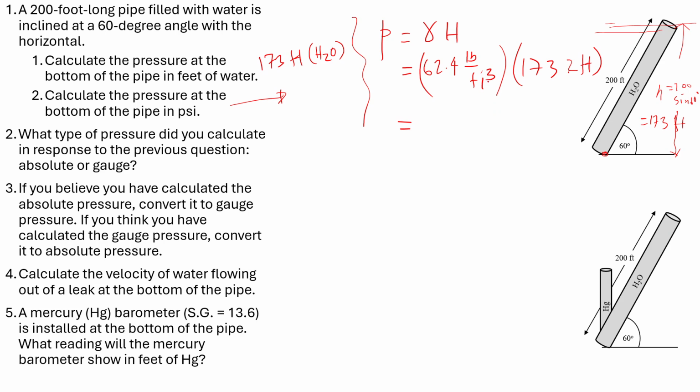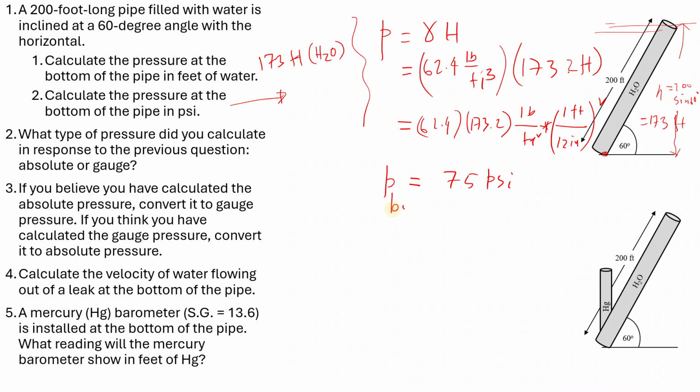Now we have foot cube here and then foot right here, so I'll have foot square left. I'll have to convert this to pound per foot square. So this will be 62.4 times 173.2. One foot will cancel, and I will have pound per foot square. And then the foot square I will convert to inches: 1 foot to 12 inch, and then square that. If you solve this, it is going to come out to approximately 75 psi at the bottom of the tank.